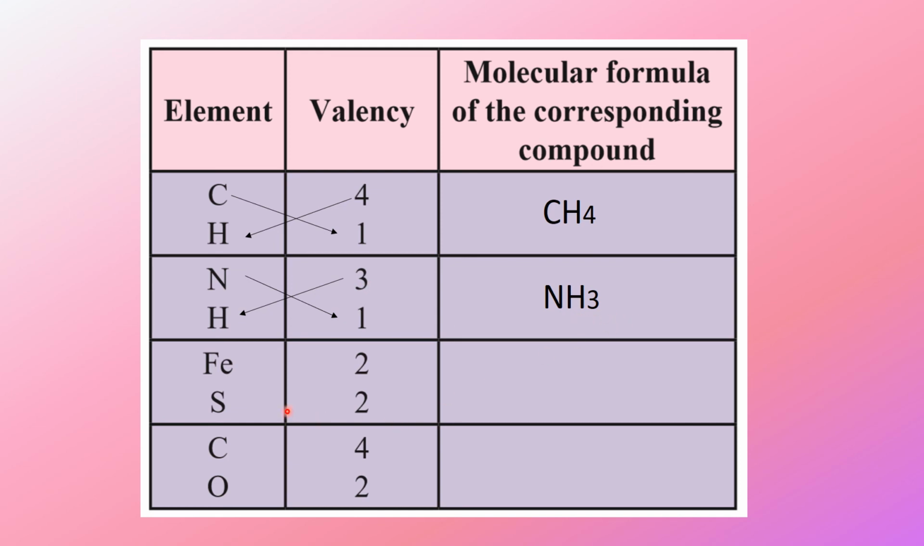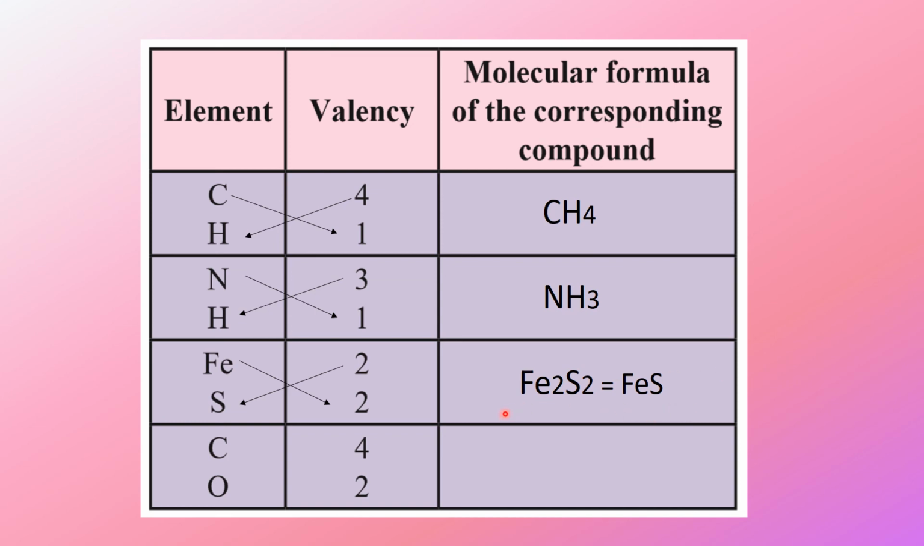Next, Fe and S. So here the valency of Fe, that is iron, is 2 and S, that is sulfur, is also 2. You have to do cross multiplication again. So here Fe2 and S2, Fe2S2, we will get this formula. So again we have to divide it by the number 2, then we will get FeS. The formula of the compound is FeS.